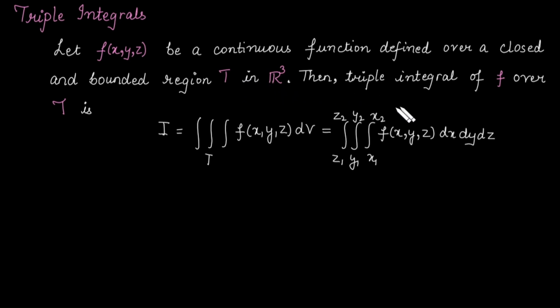The triple integration of that function over the region T is written in this form, where this dV represents the volume element and it is often expressed as dx dy dz. As it depends upon the three variables x, y and z, that's why we have taken three different integrations. One is with respect to x, second is with respect to y, and the third is with respect to z.